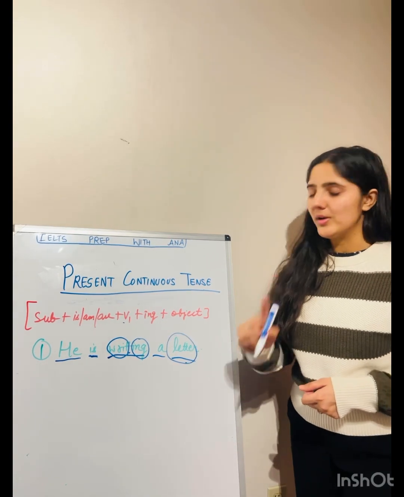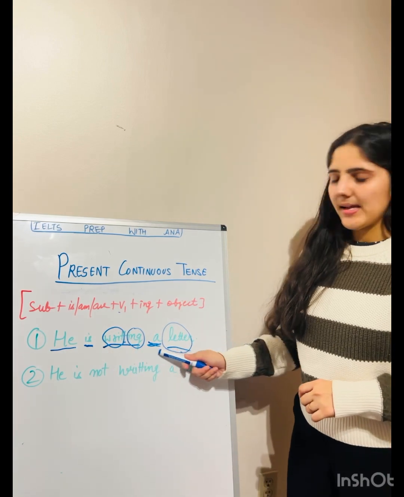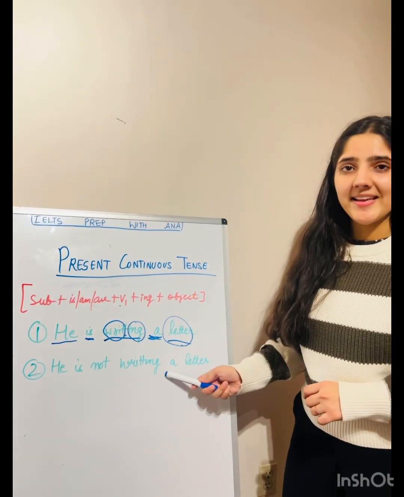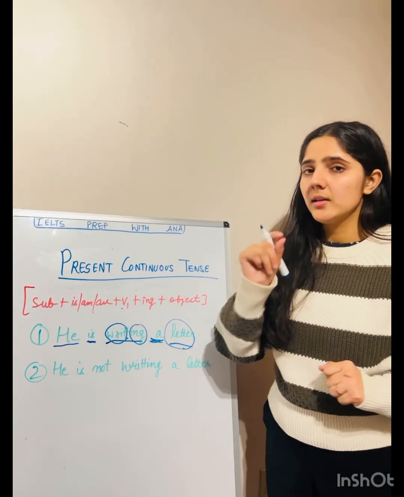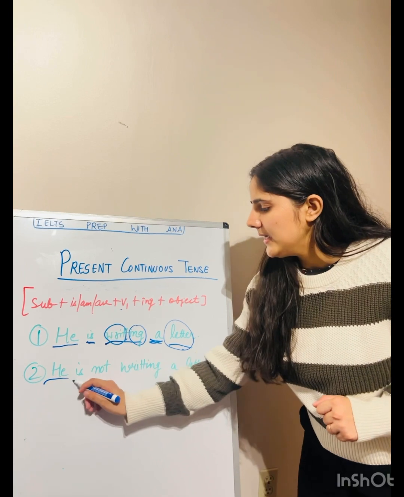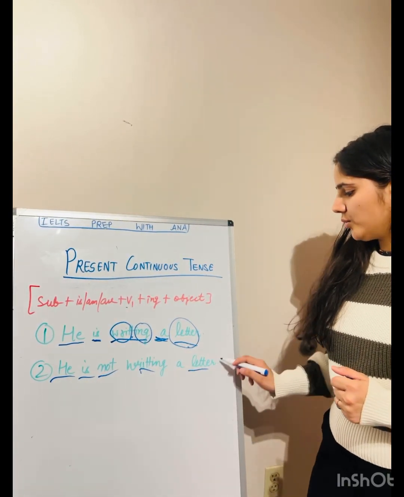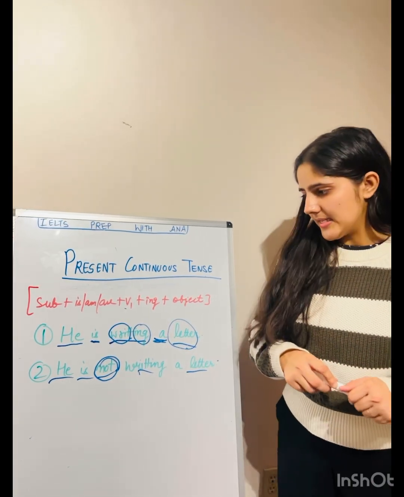And he's writing only one letter. That's why we use a. This is the assertive sentence. And this is the negative sentence. So for a negative sentence, we will just add not. He's writing a letter. He is not writing a letter. So same thing, but we will use not for negative sentences.